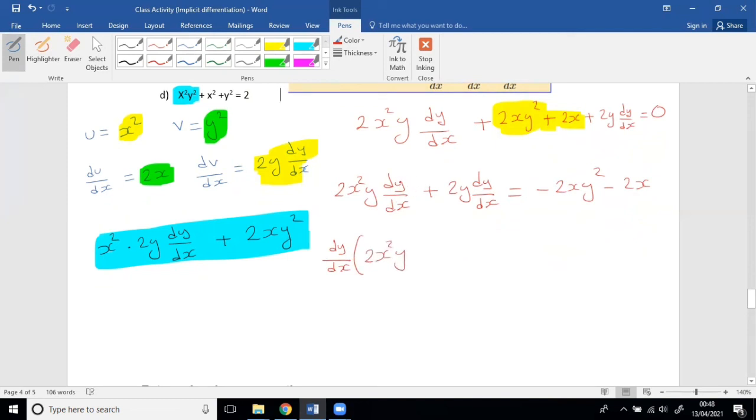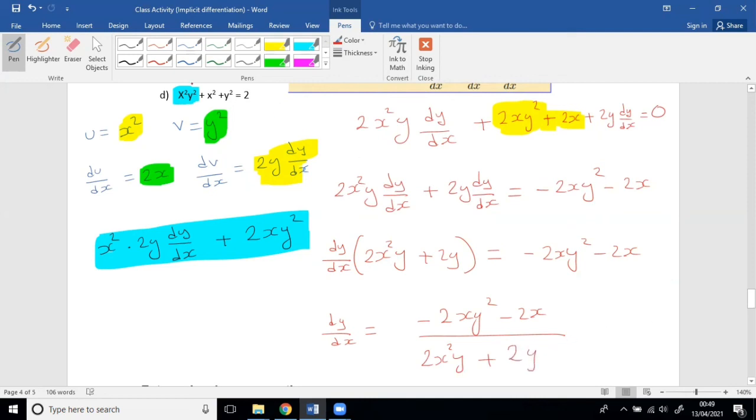There you go. So when I factorize dy dx, I'm going to end up with 2x squared y plus 2y equal to minus 2x y squared minus 2x again. So finally, dy over dx becomes equal to minus 2x y squared minus 2x, over 2x squared y plus 2y. And this will be my final answer.